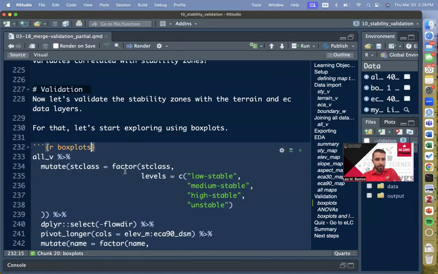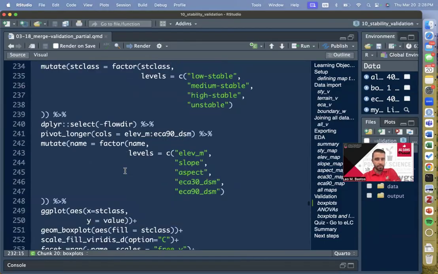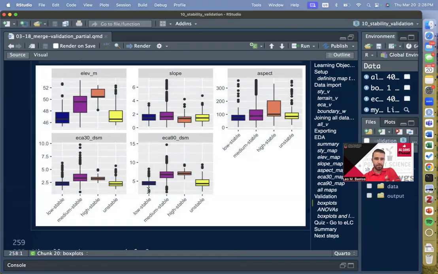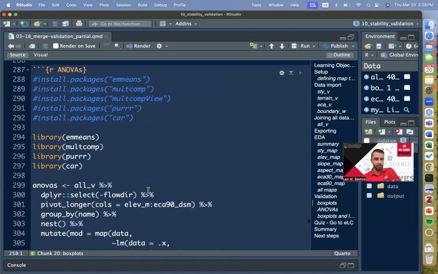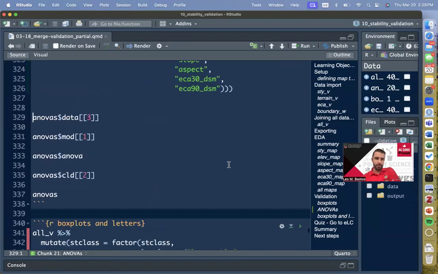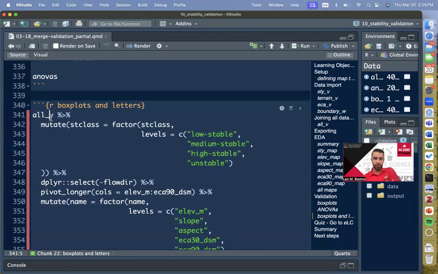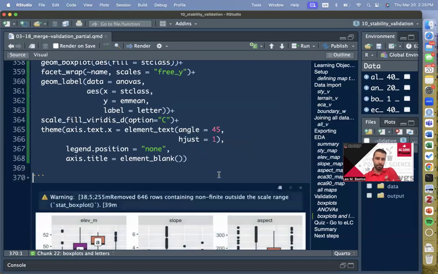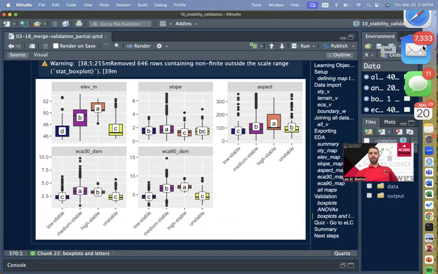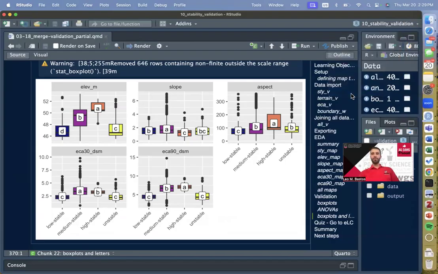Let me see here. Okay, so this worked. So what is going on? Maybe this one didn't run. Okay, so now it should go. All right. So this is where we stopped, and this is where we had run all the ANOVAs.